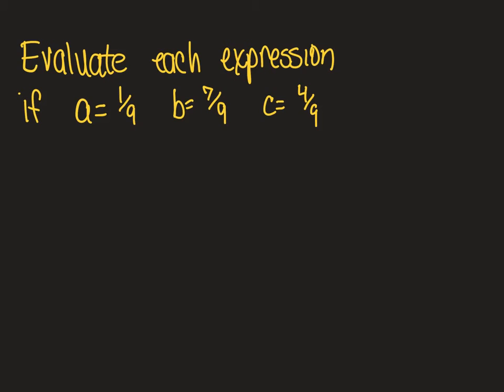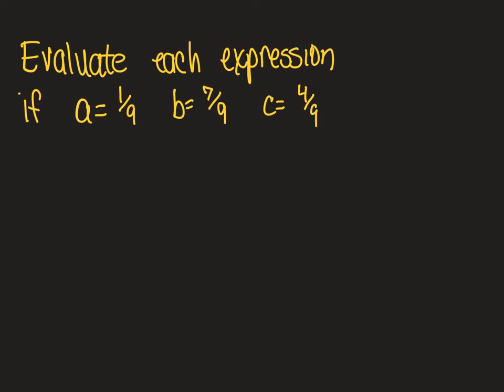Final answer is negative. All right, the next part of your homework will have questions that say evaluate each expression if A is equal to this, B is equal to this, and C is equal to this. Then they're going to give you a math problem. So maybe they say C minus A. Maybe they do C minus B. Maybe they do B minus C, B plus C. But they'll give you a math question.